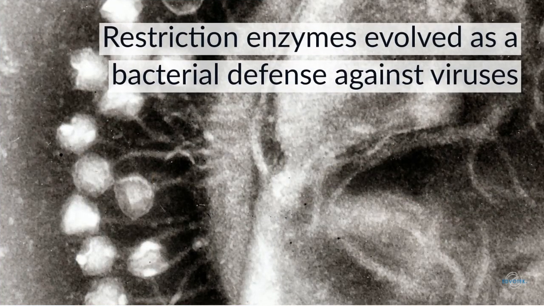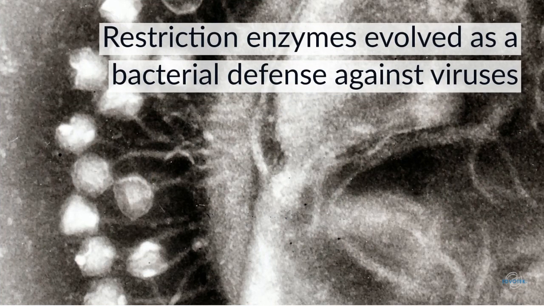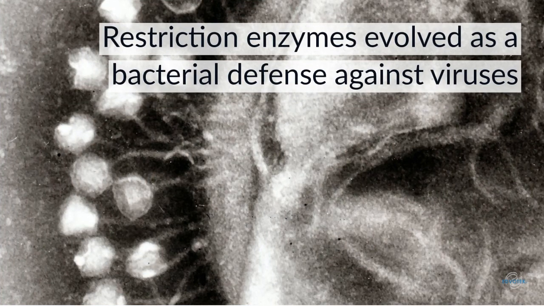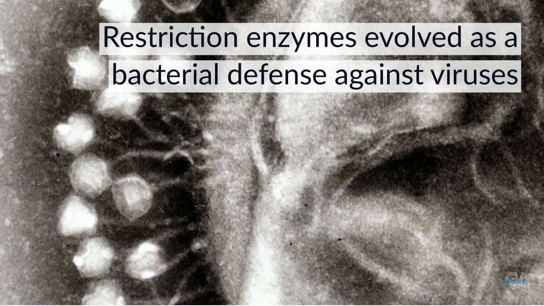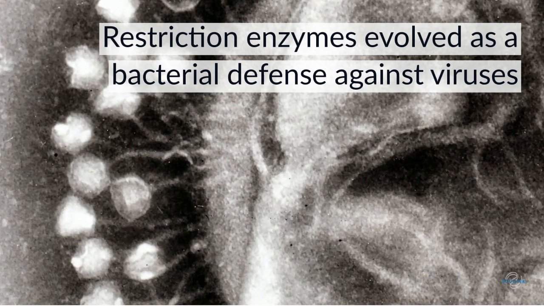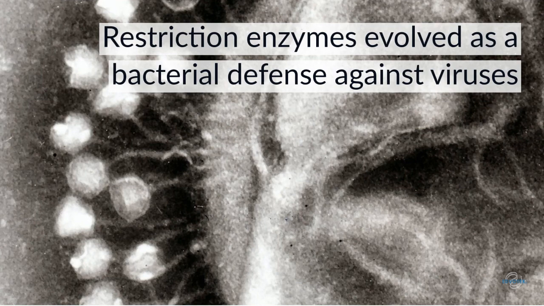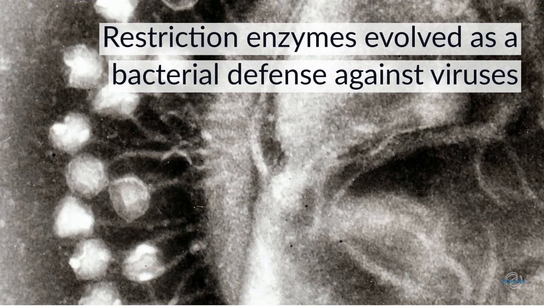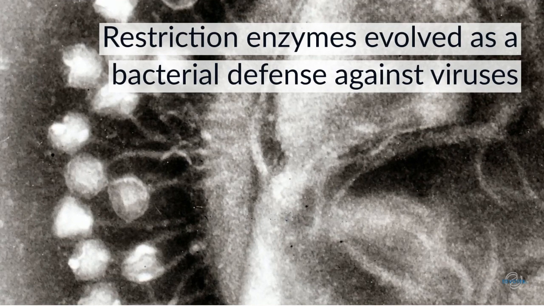Restriction endonucleases evolved in bacteria as a defense against viral attacks. When viral DNA enters the bacterial cell, these enzymes recognize foreign DNA based on specific modifications and chop it into smaller pieces to prevent replication.